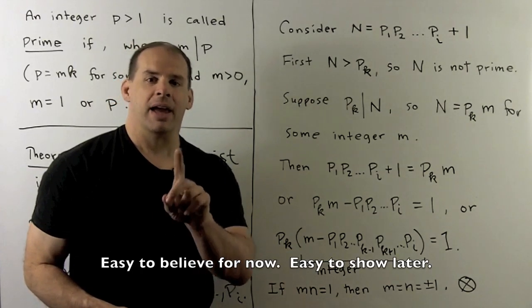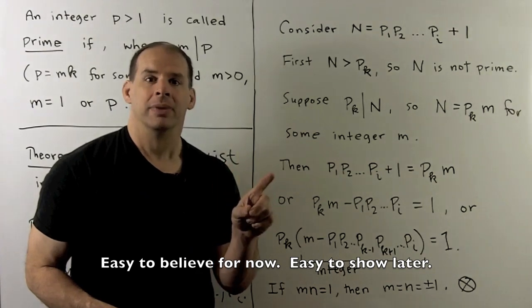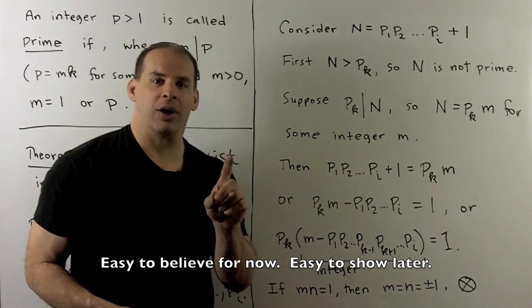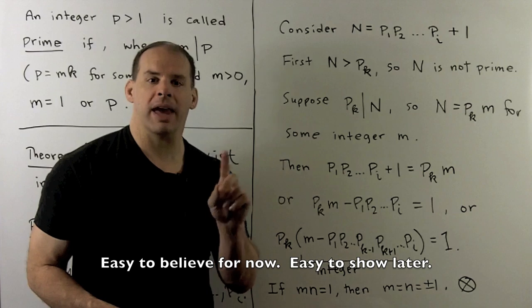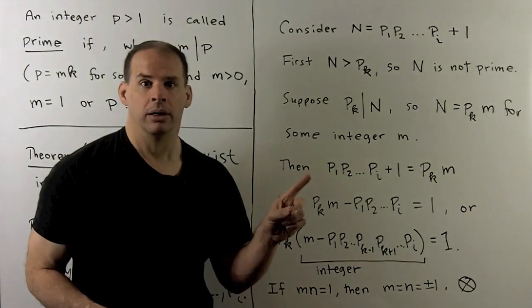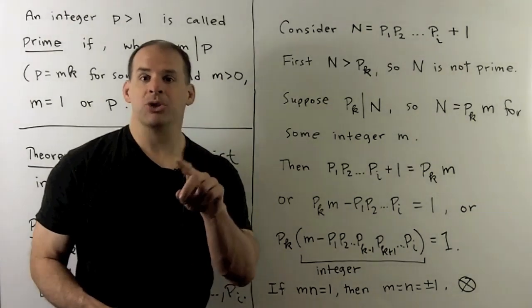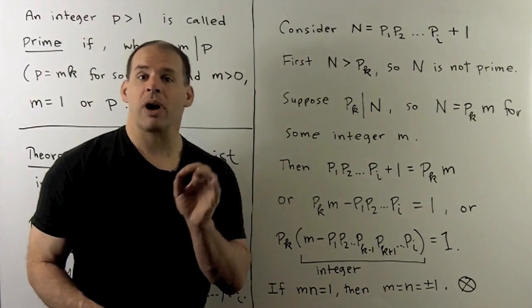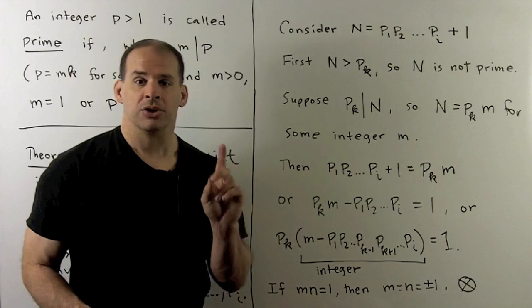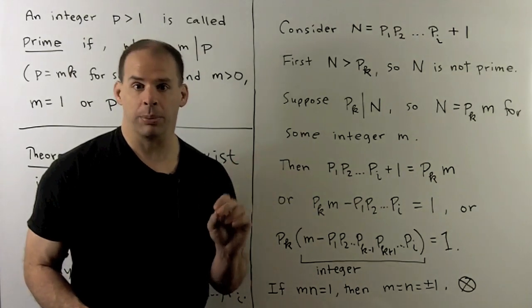If I have m times n equal to 1, that means m and n are both equal to 1, or m and n are both equal to -1. Because we have a factor p sub k, which is a prime strictly bigger than 1, we arrive at a contradiction. So that shows that we have infinitely many primes.